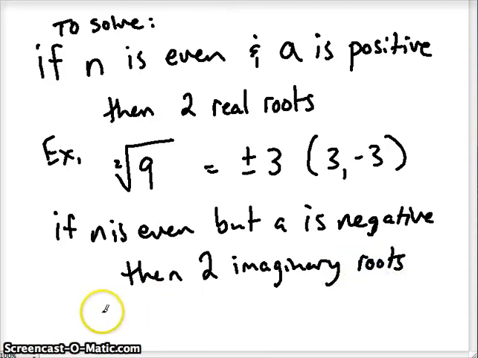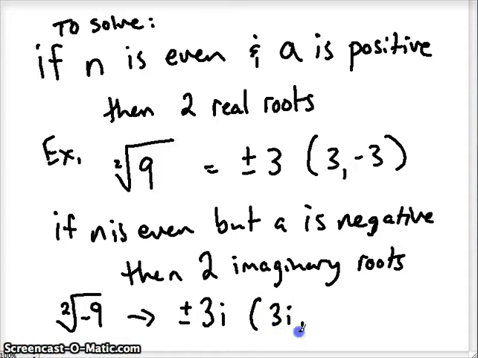So, for example, if we were trying to solve something and we were asked for the square root of negative 9, well, then we would know that the solution would be positive or minus 3i. So positive 3i and negative 3i.